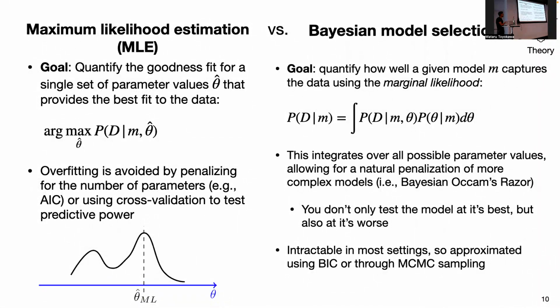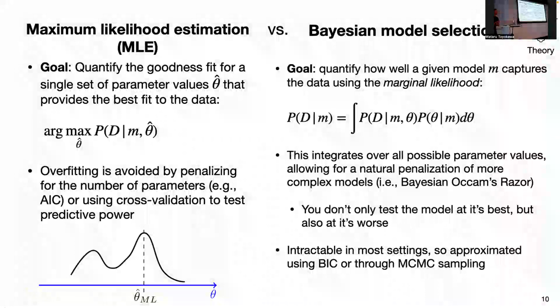Typically in the maximum likelihood approach, overfitting is avoided by penalizing for the number of parameters in our model, or by using cross-validation to test the predictive power directly. But all of these approaches use some sort of point estimate of the parameters.